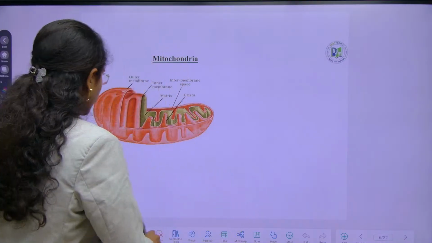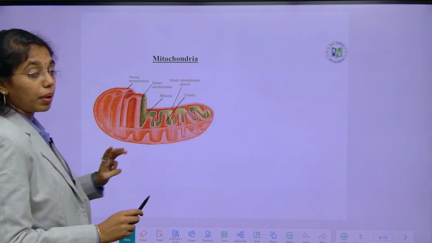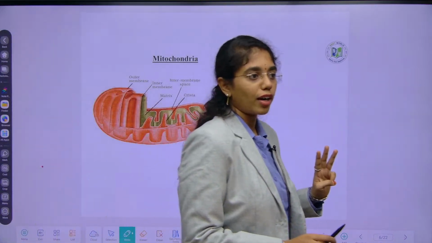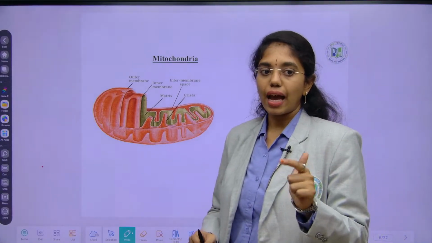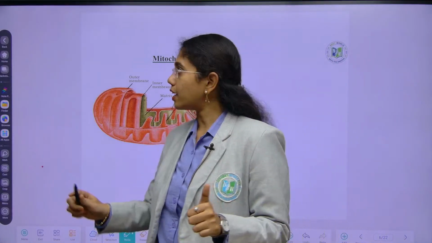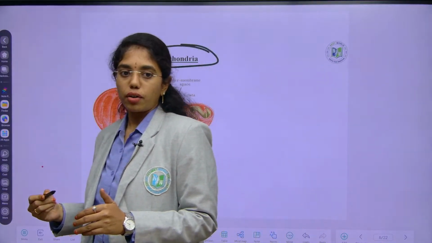So, starting with double membrane bound organelles in this chapter, we have 3 double membrane bound organelles to learn. What are they? Mitochondria, plastids and then nucleus. First let us look into mitochondria. Look at the structure of mitochondria.